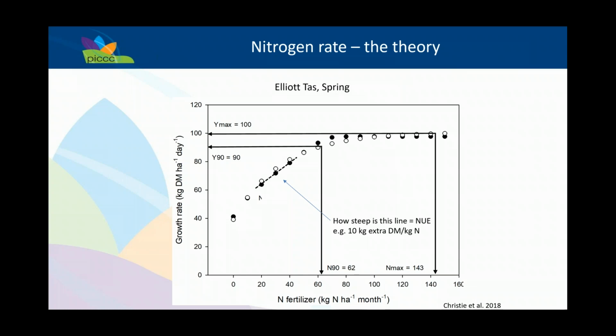In this particular case, because it's utopia, it's the best growing conditions you could imagine for perennial ryegrass, that slope would probably be 20 to 1. So we work on an average of 10 to 1 across a range of conditions, but it can be much higher and much lower than that.